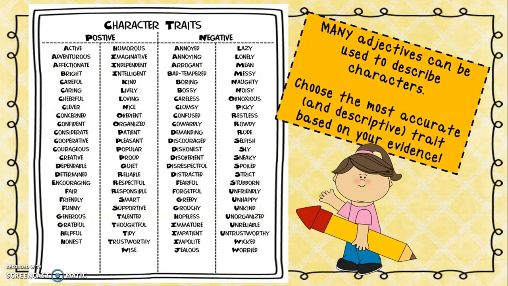dishonest, stubborn. This is a really good resource if you're having trouble thinking of different character trait words. Sometimes it's easy for us to use a bank of words like this and apply the most accurate and descriptive trait based on the evidence in the text that we're reading. So do not be afraid to come back and use this slide as a resource as you're reading, because you can use this word bank to help you find the most accurate trait for the characters in your texts.